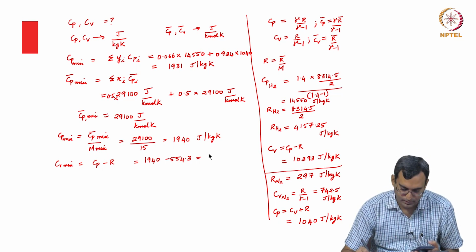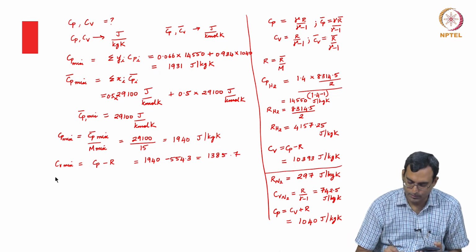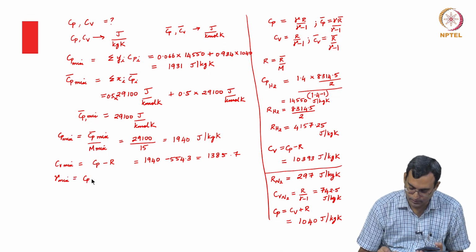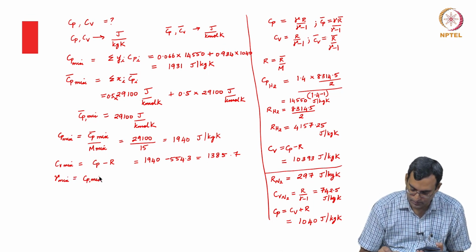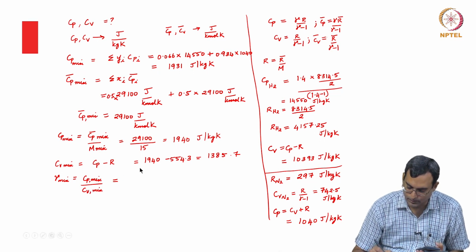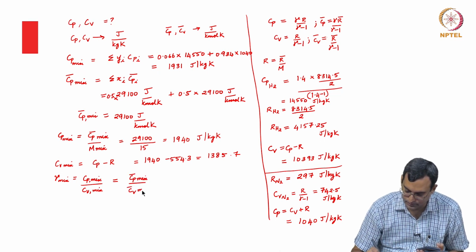Which is about 1385. I can also find gamma of the mixture, which is Cp of the mixture divided by Cv of the mixture, which is also equal to Cp bar divided by Cv bar of the mixture.